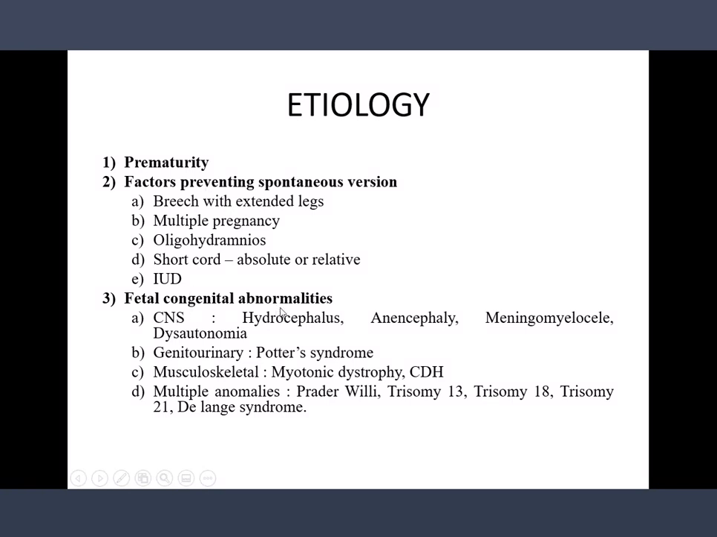Next is fetal congenital anomalies. Because of anomalies also, the fetus will be in breech presentation. The most common congenital anomalies for breech presentation are anencephaly, hydrocephalus, myotonic dystrophy, trisomy 13, trisomy 18, trisomy 21.